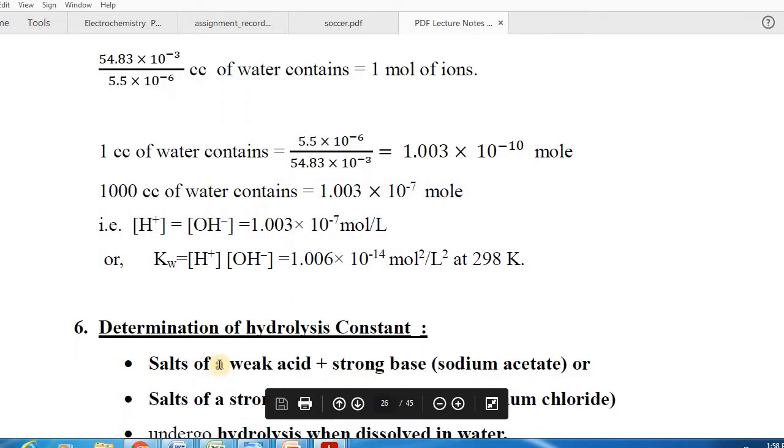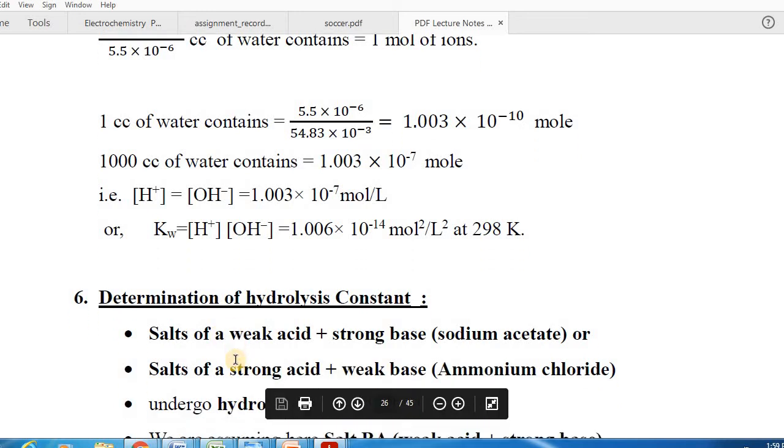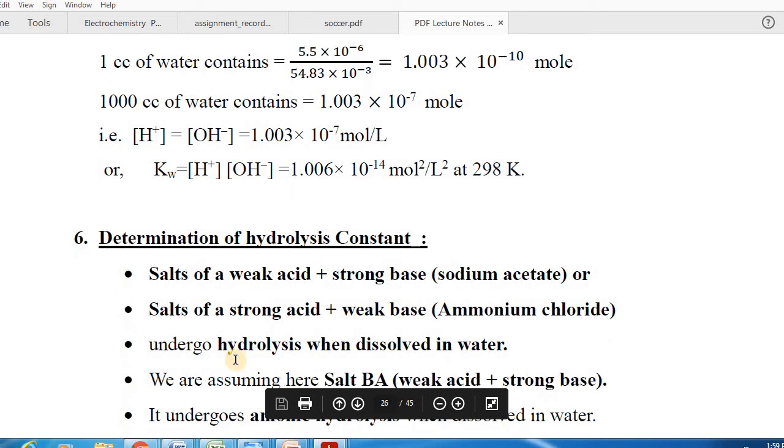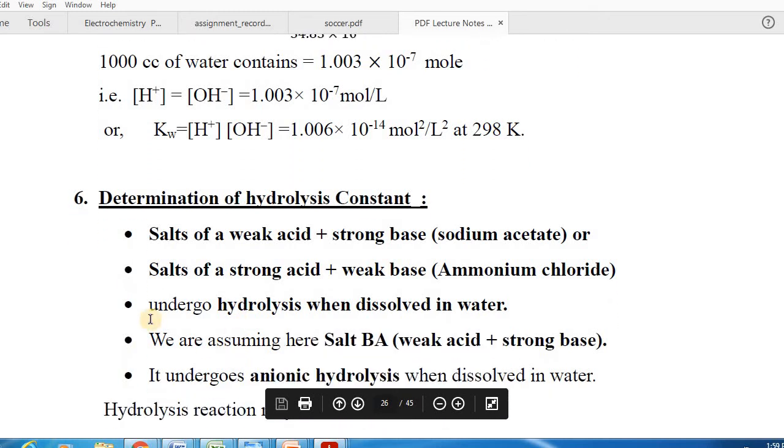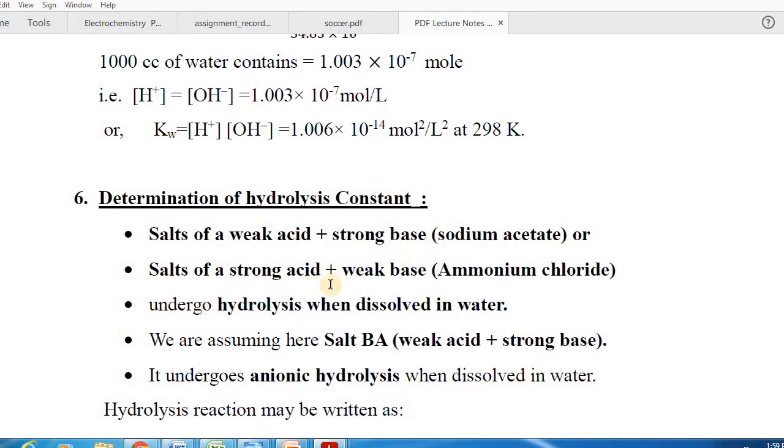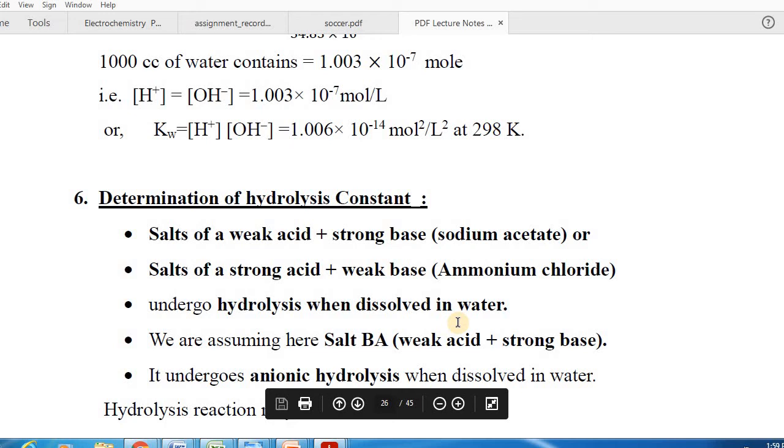Now the next one is determination of the hydrolysis constant. How can we determine the hydrolysis constant? Suppose we have two types of salts here: salts of a weak acid plus a strong base, like sodium acetate, or salts of a strong acid plus a weak base, like ammonium chloride. These salts will undergo hydrolysis when dissolved in water.